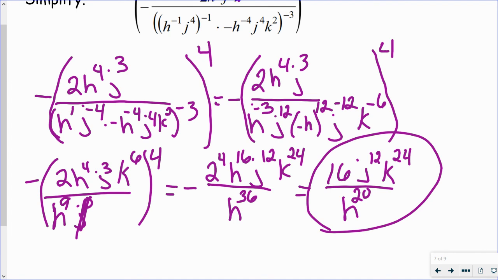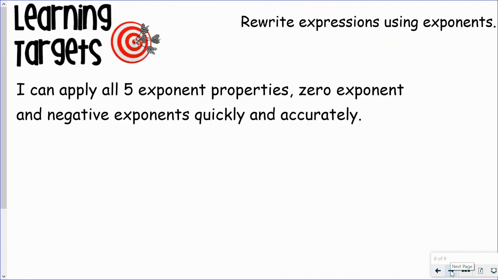What did I forget? Did you see it? That negative still is out front. Did you see it? I almost forgot it. Hopefully you would have said something. Okay, take your time on these. Lots of work needs to be shown.